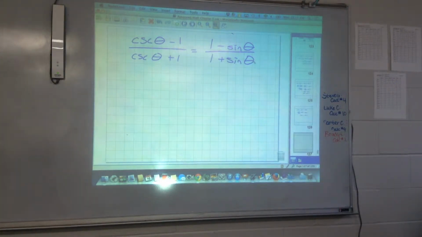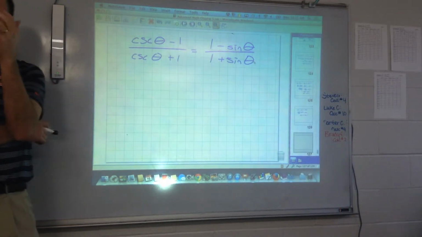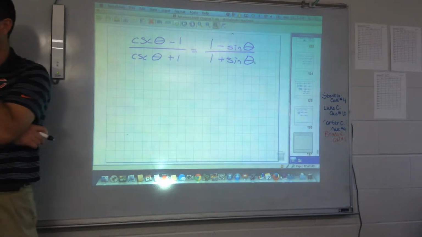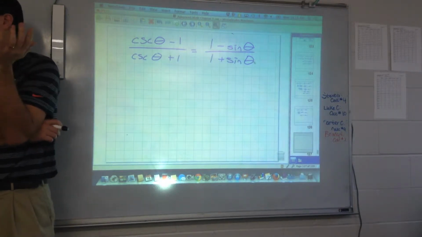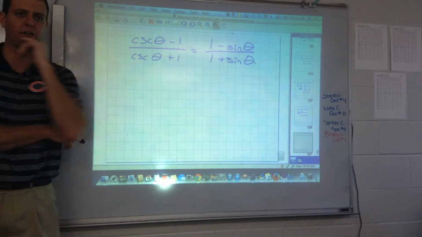Well, when you have a fraction, is there anything wrong with multiplying the top and the bottom of that fraction by the same number, or the same amount? That doesn't change that fraction's value, right? If you do something to the top and the bottom of a fraction, it will not change that fraction's value.